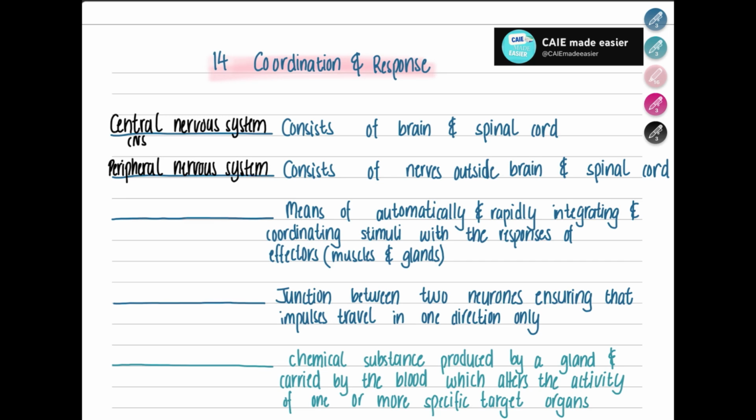Now, what is the means of automatically and rapidly integrating and coordinating stimuli with the responses of effectors, muscles, and glands? So that would be a reflex action, where the stimulus causes an automatic response and you don't think and make a decision. One example of reflex action is when you automatically blink your eye when something comes near your eye. You don't think it, it just happens automatically.